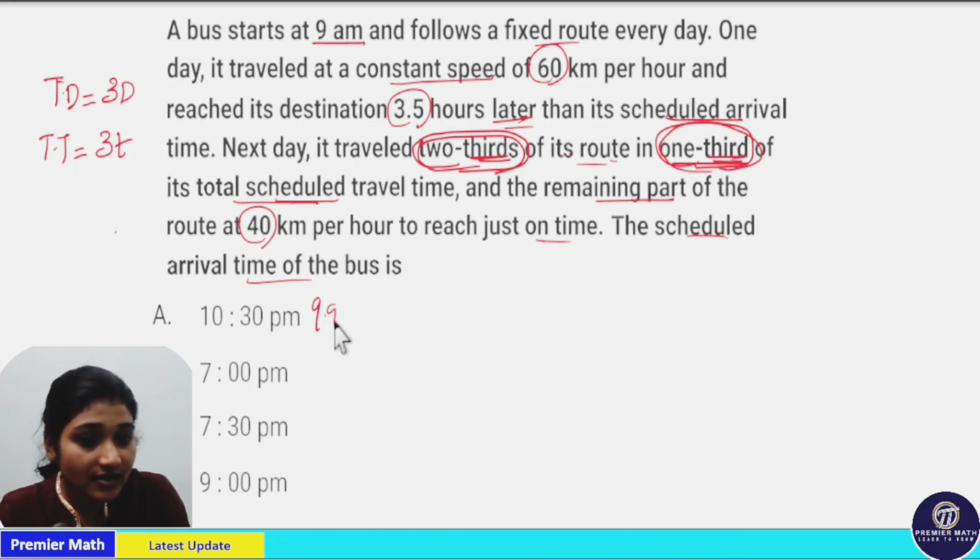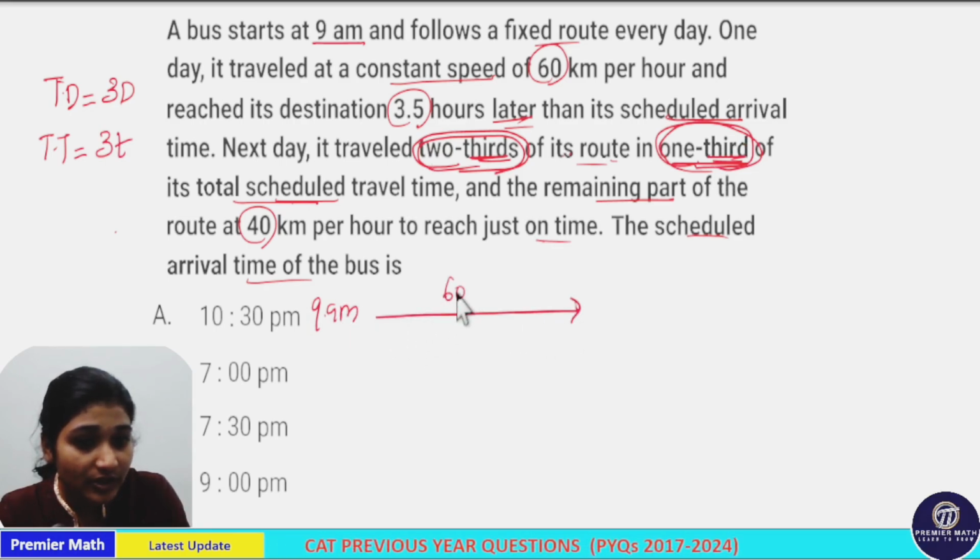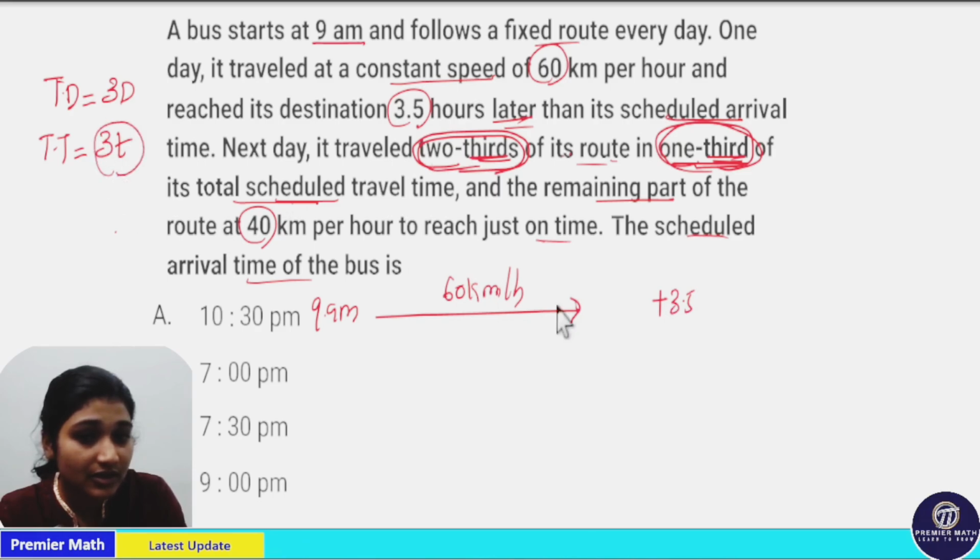The bus starts at 9 a.m., and when it travels at 60 km per hour, it reaches its destination 3.5 hours later than the scheduled time. The scheduled time is equal to 3t. So it takes 3t plus 3.5 when it travels at 60 km per hour.